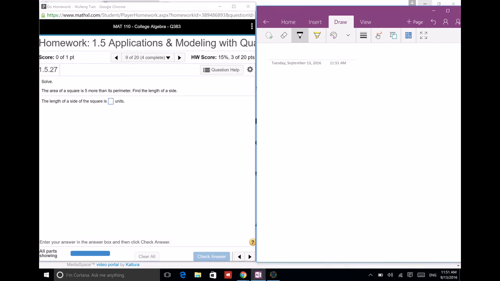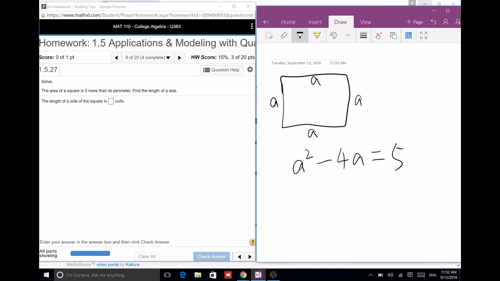The area of a square is 5 more than the perimeter. So find the length of the side. This is pretty simple. For a square, you have an a, you have another a. The area is a squared, or you can say x squared, that's fine. Minus the perimeter, which is 4a, you have 4 sides. So it's 5 more than that, so the area minus the perimeter equals 5. Then you solve for a.